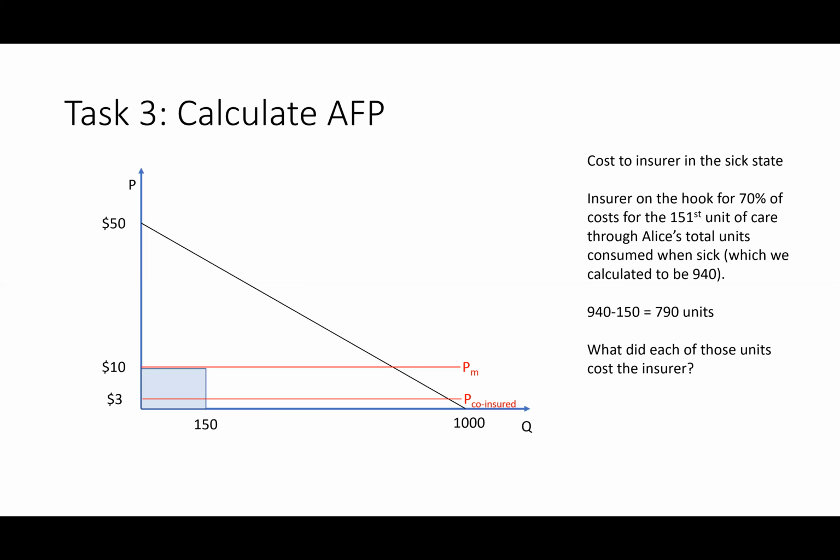So what did each of those units cost the insurer? Well, we know that the total cost for each unit is $10. That's the market price. We know that Alice faced this curve of $3, so she picked up $3. So we know that the insurance company is picking up the difference. For this insurance company, it's $7 per unit of care. So $7 for each of these 790 units.